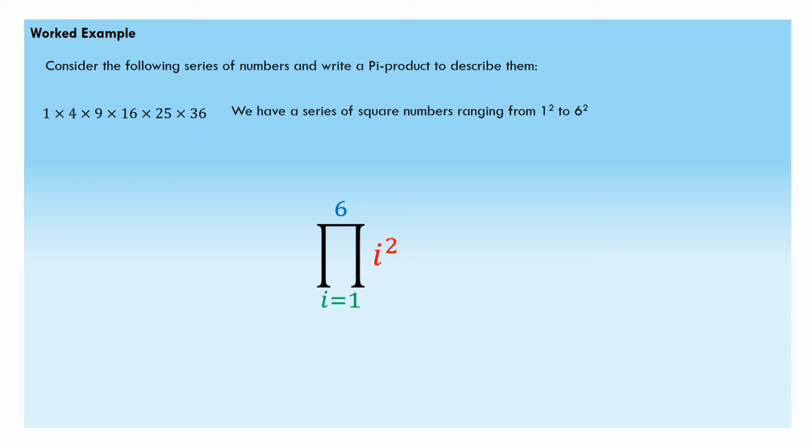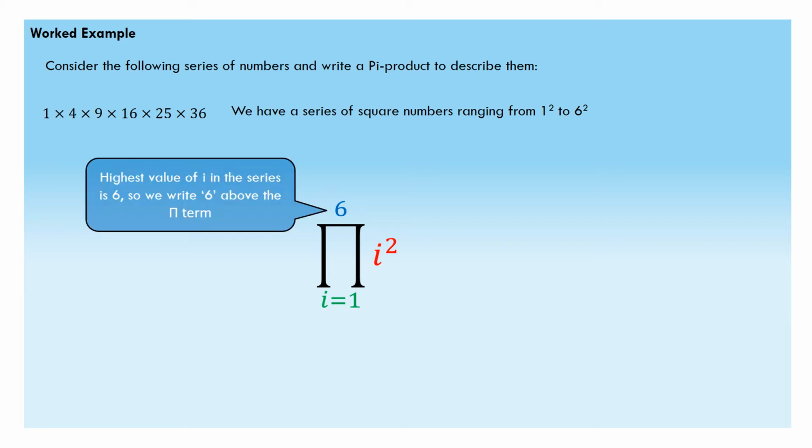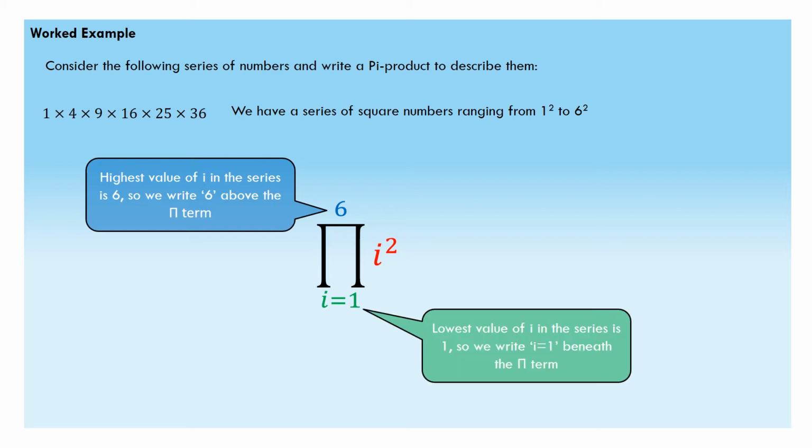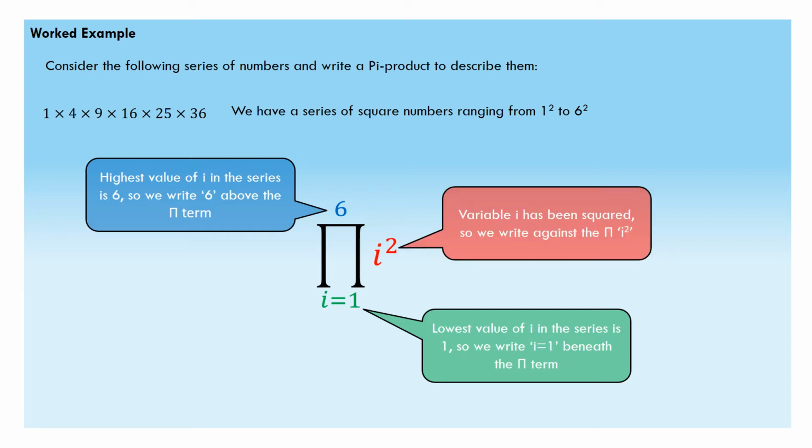So that is that series of numbers represented as a pi operator, and let's have a look at what each individual part means. The 6 on the top corresponds to the highest value of i in the series. So here it's 6, or 6 squared as the numbers are written there. The lowest value of i in the series is 1. So we start with that. We write i equals 1. And finally, the variable i, in this case, has been squared. So we write i squared against our pi operator.